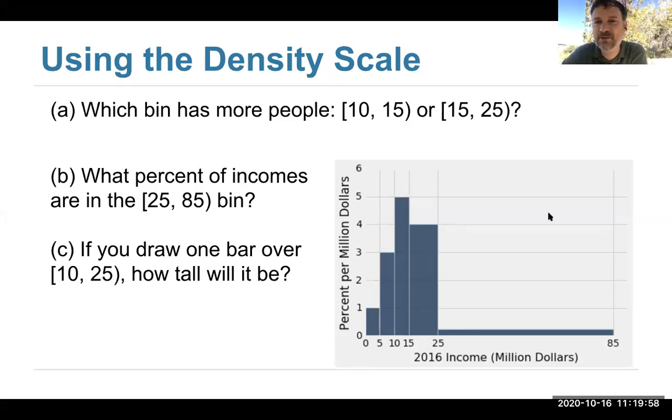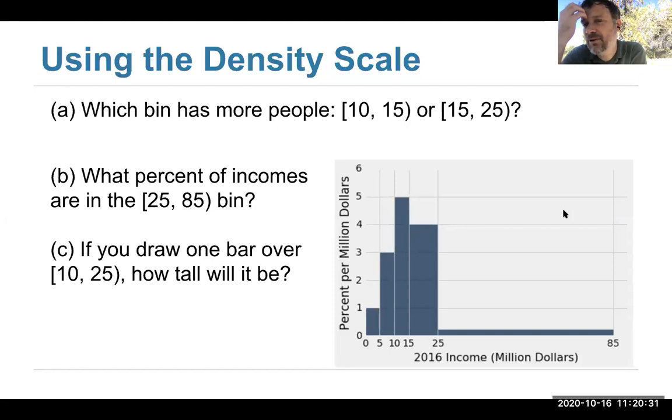I see some say 10 to 15, some saying 15 to 25, and some saying not enough information. All right. Tell me a reason why someone might answer 10 to 15. Whether or not you think it's right, just give me an argument you might use for why you might be thinking 10 to 15. Yeah, the bar's higher. Tell me a reason why you might be thinking 15 to 25. The bar's wider. Yeah, how do we take into account both the height and the width?